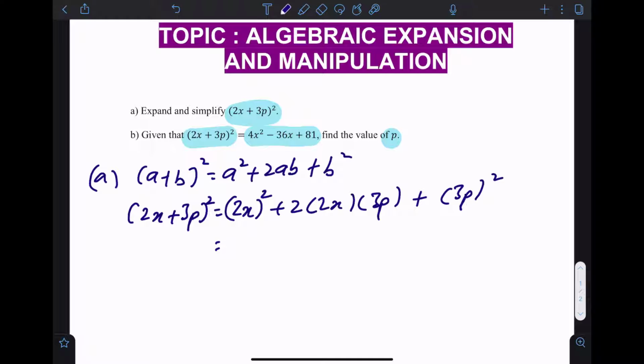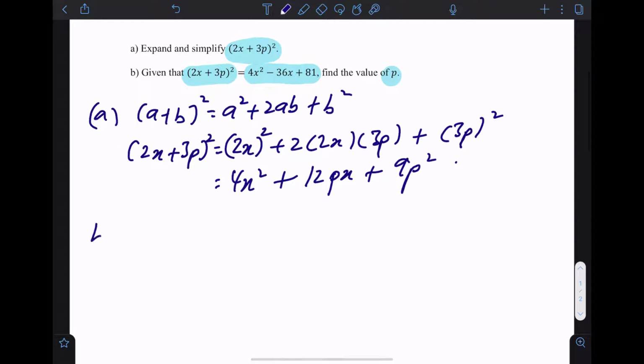A common mistake made by students is that they will actually just do this. They will forget to put the square on the 2. It's not fair. You need to put the square everywhere. So this becomes 4x^2 + 2 times 2 is 4, 4 times 3 is 12px. Okay, 3 squared as well, that will be 9p^2. Okay, so this is our expanded version for part A.